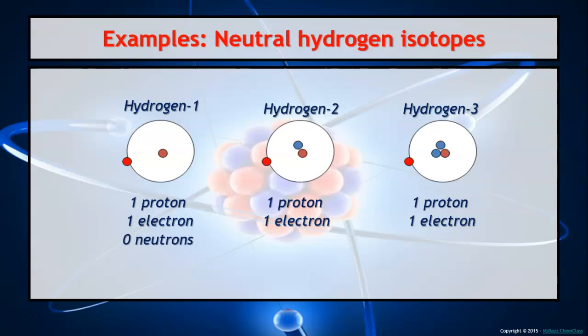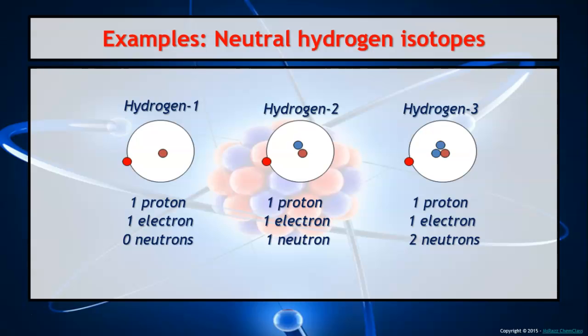Hydrogen-1, hydrogen that has a mass of 1, has no neutrons because there's only one particle in the nucleus of that atom, just the proton. Hydrogen-2 has 1 neutron because its mass of 2 is made up of 1 proton and 1 neutron. And then hydrogen-3 has 2 neutrons because 1 proton plus 2 neutrons makes 3.